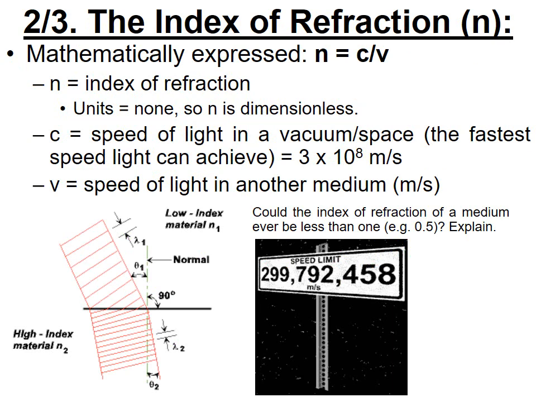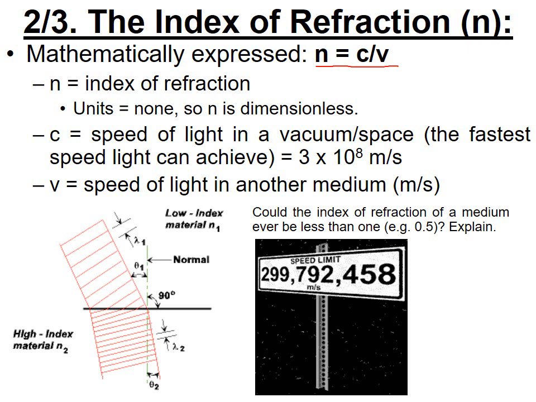So let's examine that formula in a bit more depth. Here we have the formula written out mathematically speaking. N is equal to C over V. N represents the index of refraction of the material that you're studying. So it could be N of diamond, N of water, N of air.